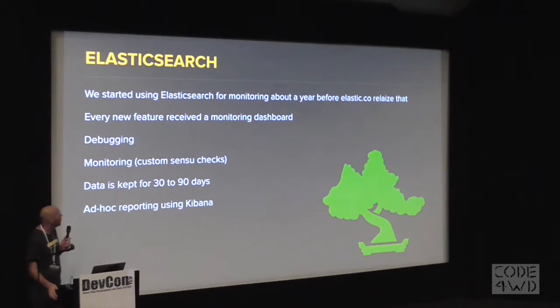Every new feature that is written by the R&D team and especially by the server team gets this new shining monitoring dashboard. We use it for debugging and we use it for monitoring our system using custom sensors. For example, we are checking every minute, every 30 seconds, no matter how many concurrent calls we have in the system, and we compare it against the median of the same time yesterday and the same time last week, because those are daily and hourly trends and the trends by day of the week. So we can do this check using our custom check against Elasticsearch.